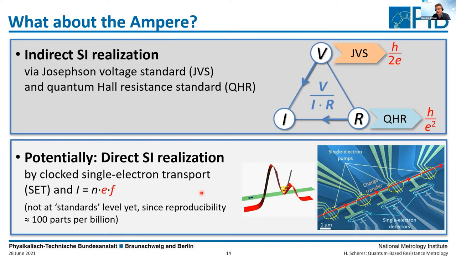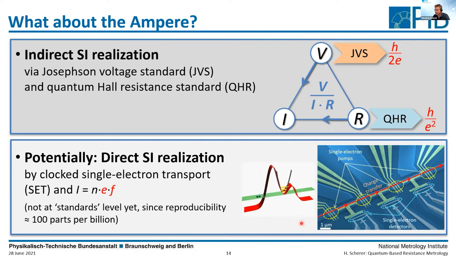This is what I already said. In principle, it's possible now to use modern single electron transport devices that enable a clocked transport of single electrons in these circuits. These circuits are typically micro nano circuits, and you see an example for such a circuit here on the right hand side. This is a series array of four so-called single electron pumps, which were fabricated and studied here at PTB, but also other NMIs and other research institutes are doing research in this direction for more than 20 years or so.